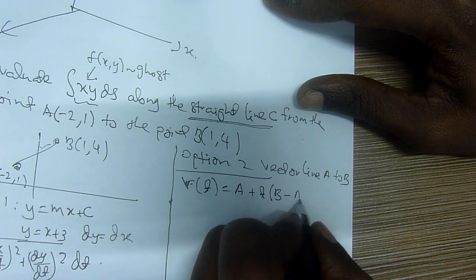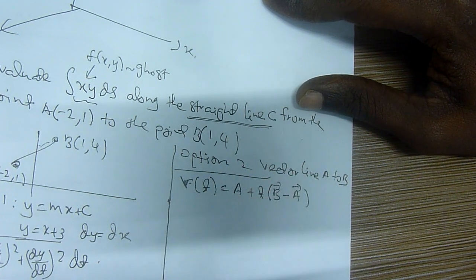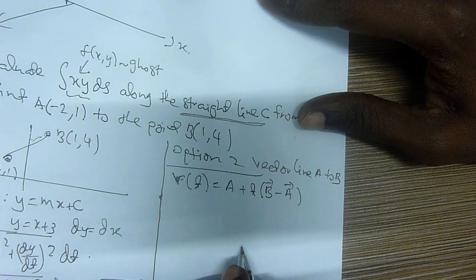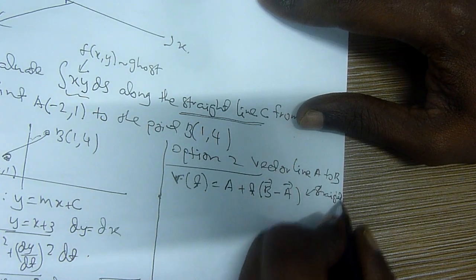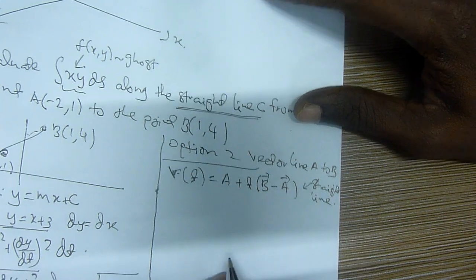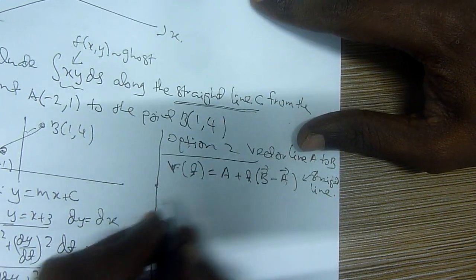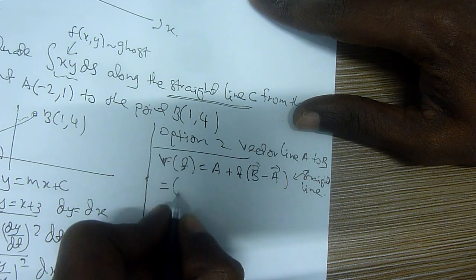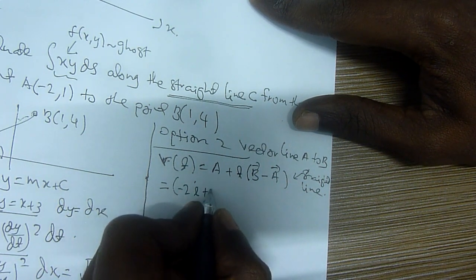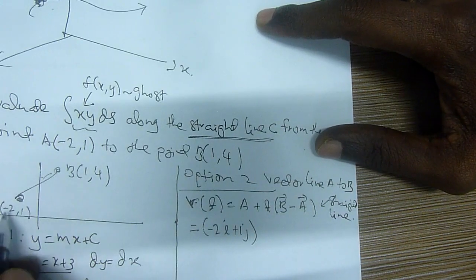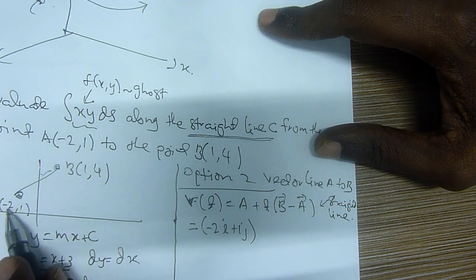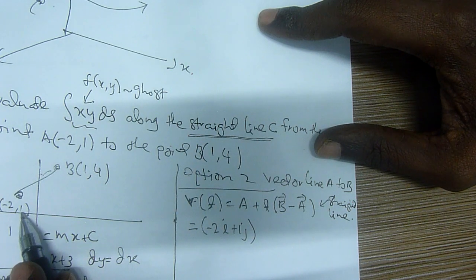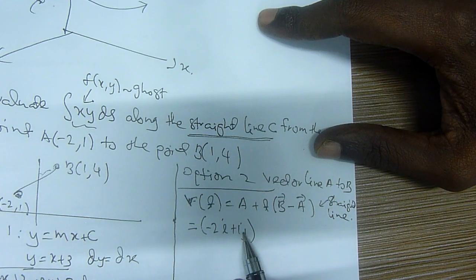Just now I used this as a straight line. Remember, this is for the straight line only that we can use. Therefore the calculations become negative 2i plus 1j. We're taking the coordinates only. Don't panic here. We are taking negative 2i, and this one is 1j. It's not that complex, right?